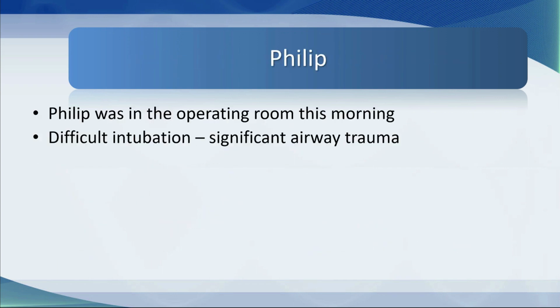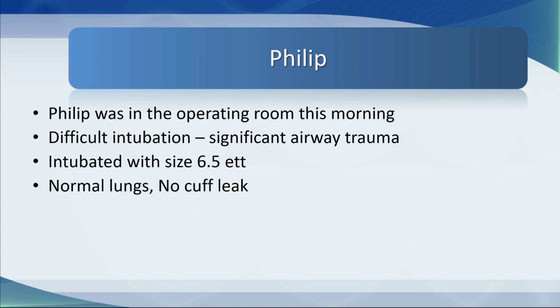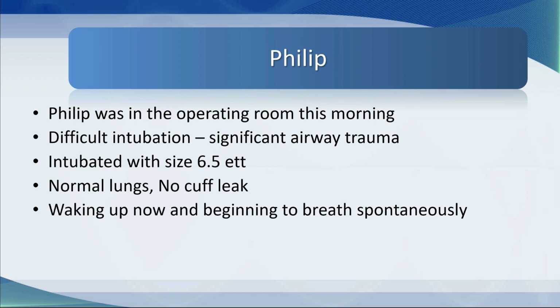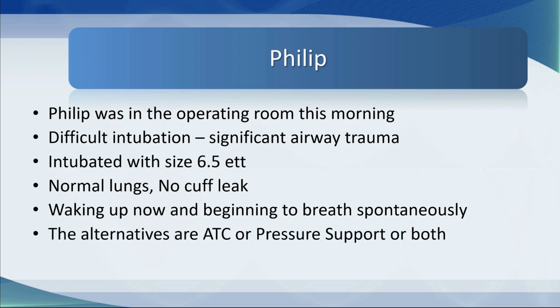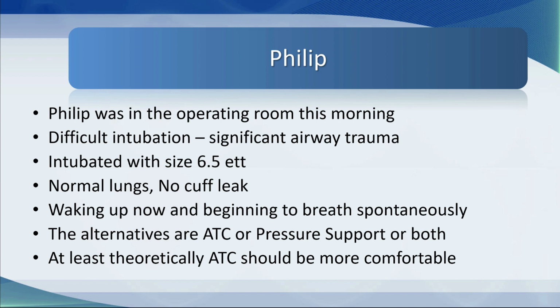Philip was in the operating room, difficult intubation, big airway trauma, intubated with a size 6.5 endotracheal tube. He's normal lungs but no cuff leak, and he's waking up now and breathing spontaneously. The alternatives here are automatic tube compensation or pressure support, or both. At least theoretically, ATC should be more comfortable for the patient.